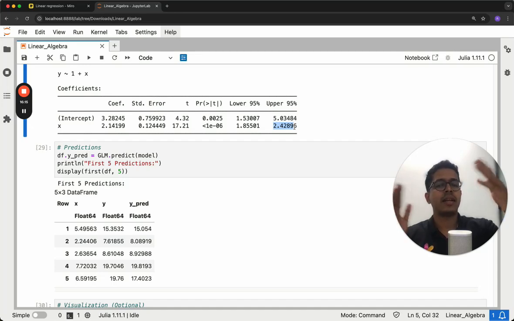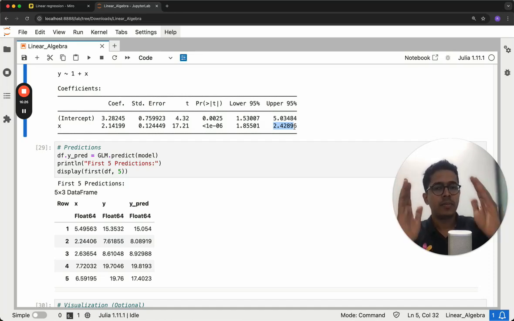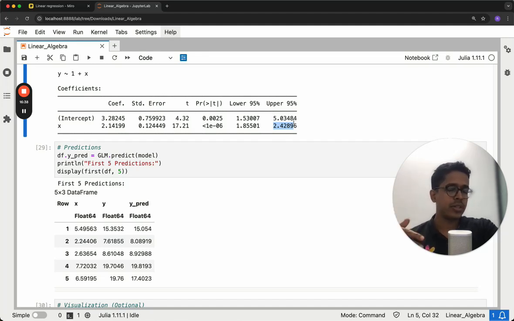Because this data set was random, created at random between an upper value and a lower value, from a similar type of random number generator, if you were to generate another set of 10 values, this model is 95% confident that the slope will lie somewhere between 1.855 and 2.42 in 95% of the cases, and the intercept will lie somewhere between 1.53 and 5.03 in 95% of the cases.